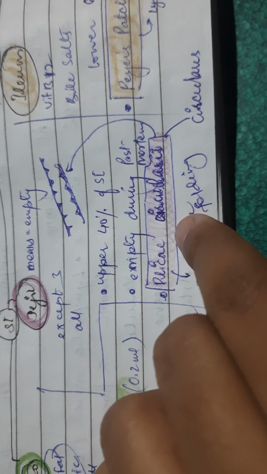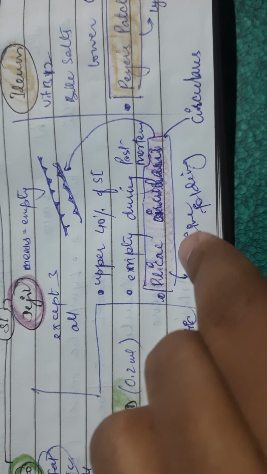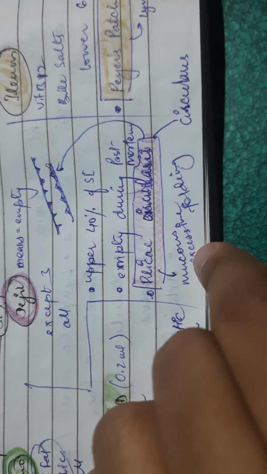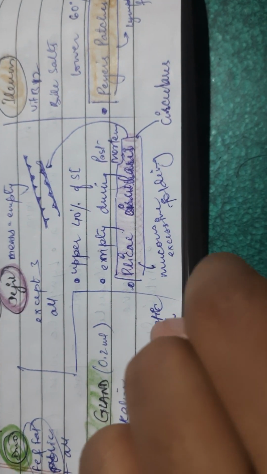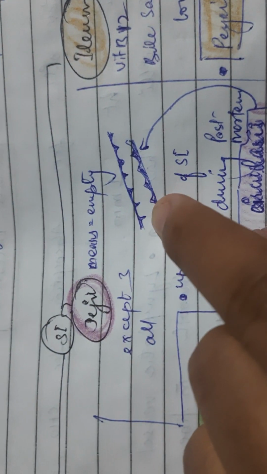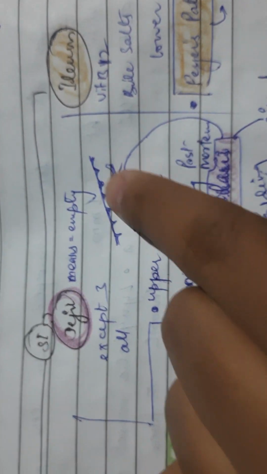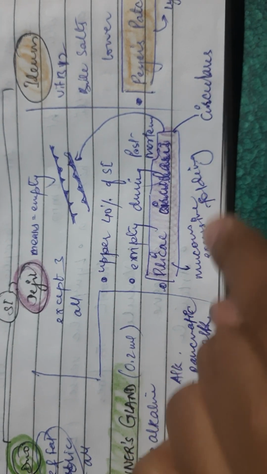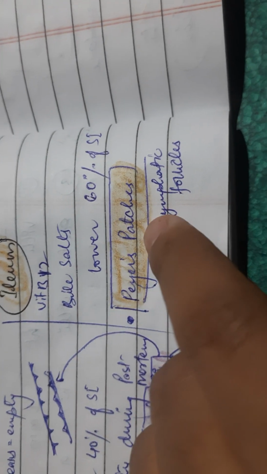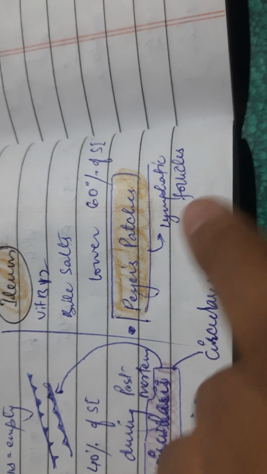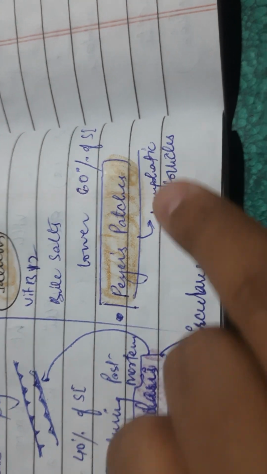Jejunum consists of plicae circularis, which is mucosal excessive folding, like this. In the ileum, there are Peyer's patches, the lymphatic follicles underneath the epithelium.